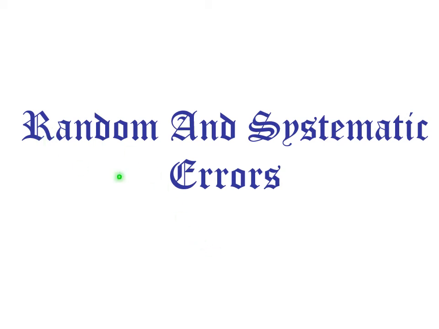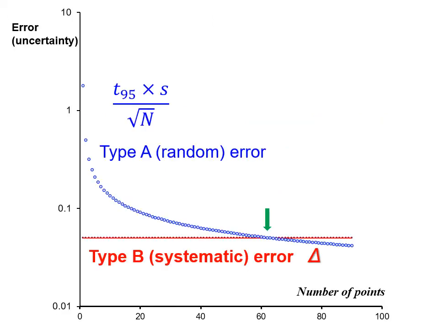So let's bring two concepts together: random errors, type A, and systematic errors. The main difference is that type B, systematic errors, stay the same no matter how many times you repeat your measurements. Type A, random error, will dramatically drop down with increase of number of measurements.